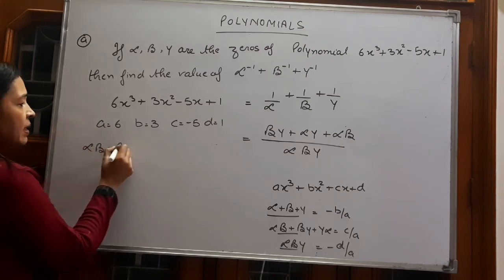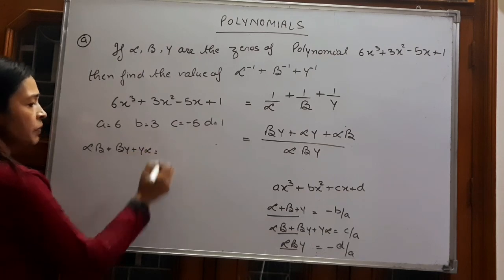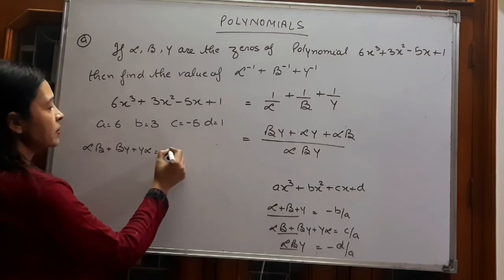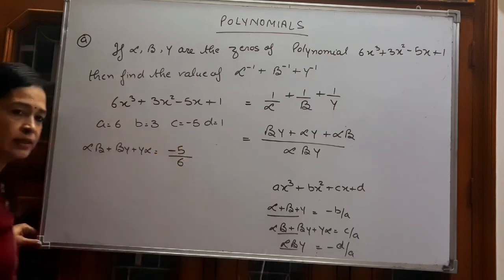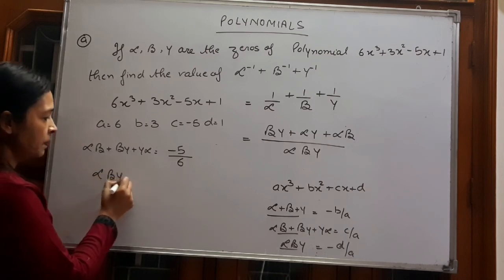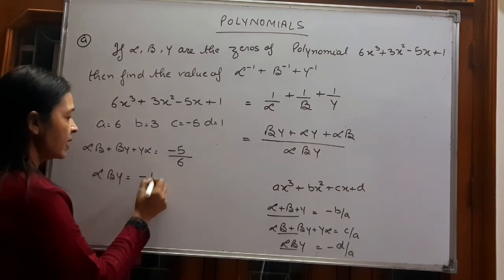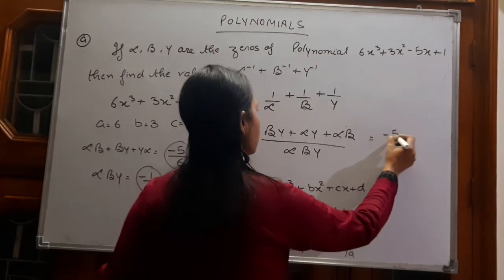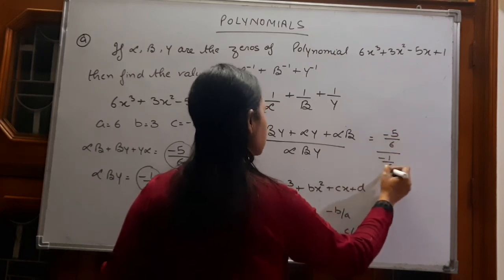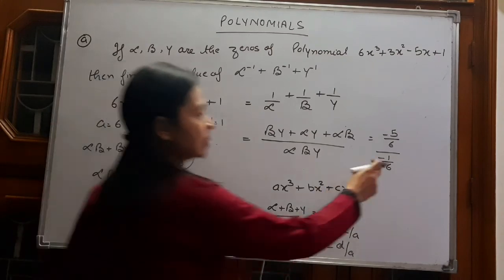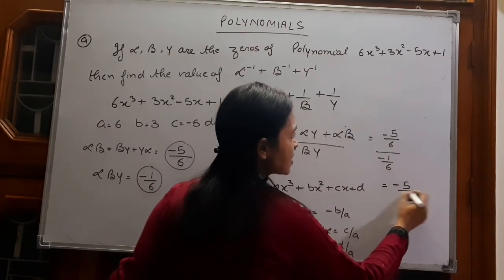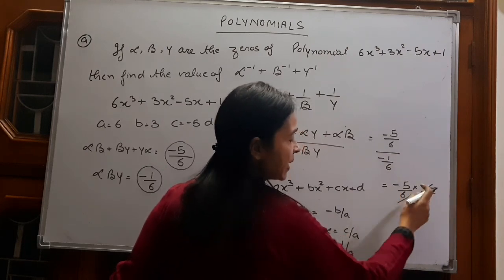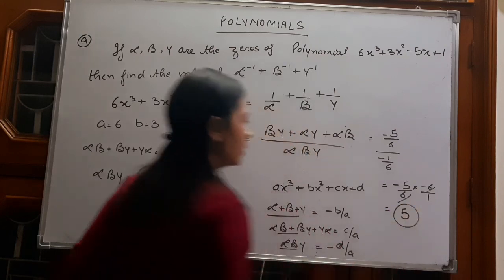What is alpha beta plus beta gamma plus gamma alpha? We don't need alpha plus beta plus gamma. This is equal to c upon a, that is minus 5 upon 6. And what is alpha beta gamma? Minus d upon a, that is minus 1 by 6. Putting these values here, we have minus 5 by 6 upon minus 1 by 6. You can either cut both 6 or write it as minus 5 by 6 into minus 6 by 1. 6 and 6 get cancelled, minus and minus make plus, 5 is our answer.